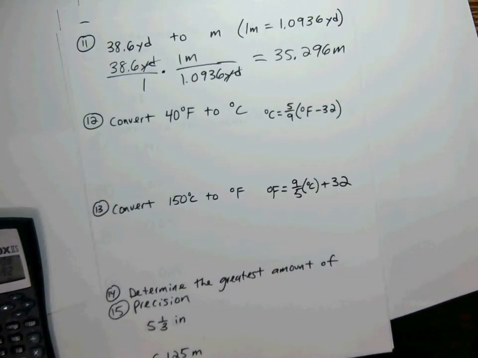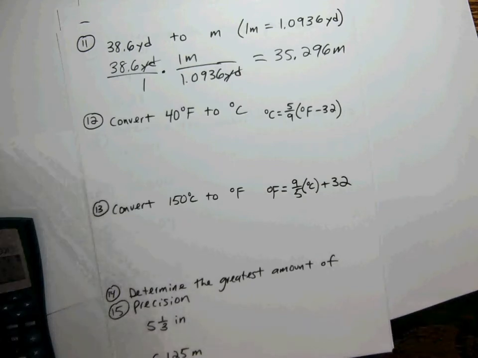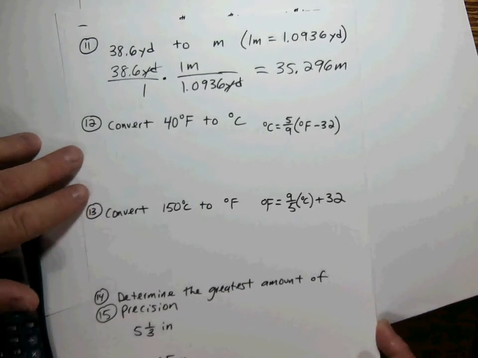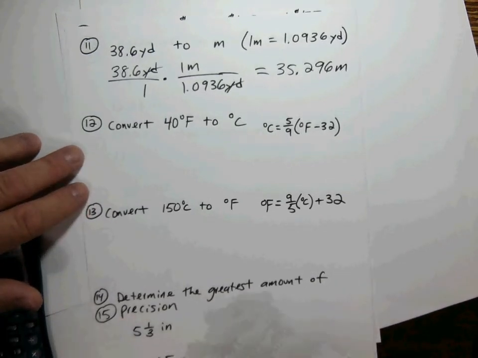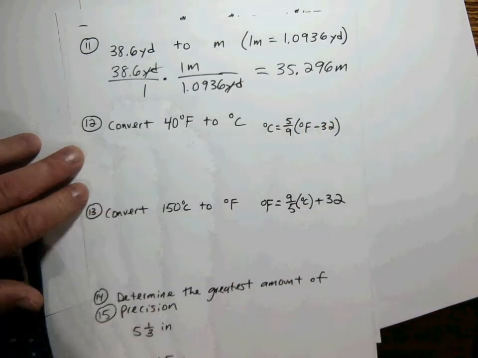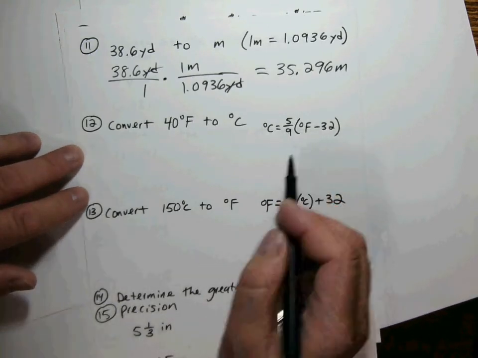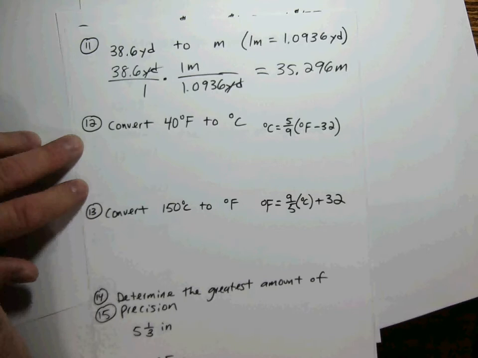Now number 12, convert degrees Fahrenheit to Celsius. Now this is not a one-step process, okay? It's not what we call a direct variation, or directly or inversely proportional, we may call it. There's a little more to the story here, okay? This is a classic linear equation that we're going to talk about after our next exam.